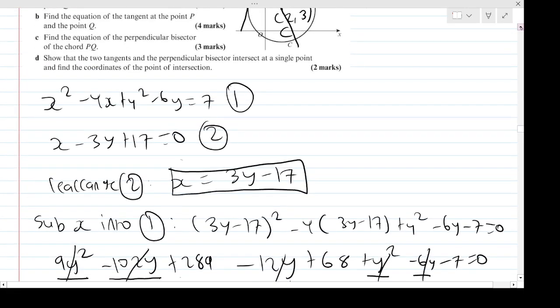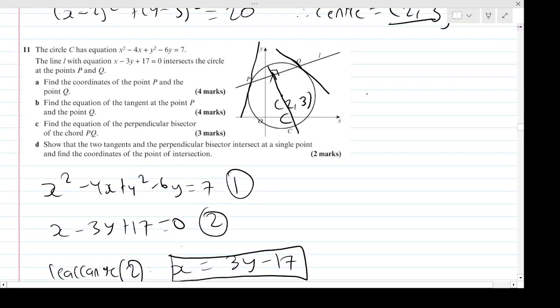Then it says for part D, God, 13 marks worth this as well. Show that the two tangents, which we worked out, the tangent here and the tangent there, and the perpendicular bisector all intersect at a single point, and find that coordinate. Okay, well, they all intersect. If we continue the lines, here, there, and there, well, I mean, that's a bit off. Let me draw it a bit better than that. You can see they all intersect up here somewhere. There we are, they all intersect at this point, probably, right? Visually, we can see that. But we need to show that.